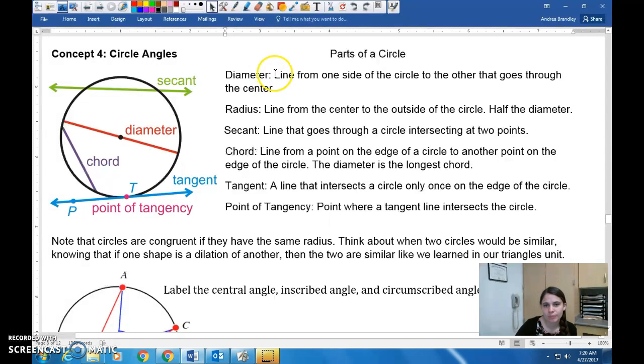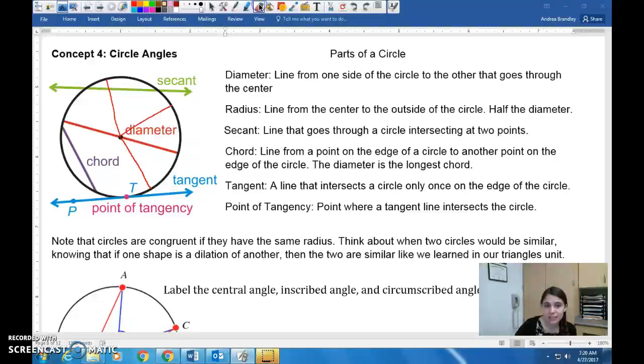So the diameter is just the line from one side of the circle to the other that goes through the center. So this red line right here goes from one end to the other, but it goes through the center of the circle. The radius is a line from the center of the circle to the outside of the circle. It's not actually labeled on here, but it's just from the center to the outside. That would be considered a radius. And anywhere on the circle you drew it, it's still a radius. It's going to be the same length every time, and it's half of the diameter.